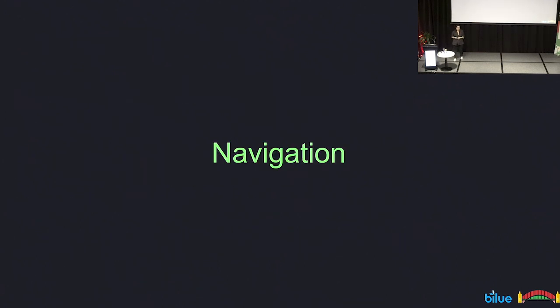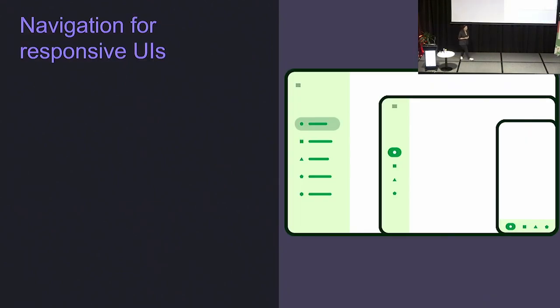What about navigation? Different device postures need different navigation. So we want to navigate for responsive UIs. So we've got to think about the ergonomics of the device. Should the buttons be down the bottom? Should they be on the side? Should they be larger or smaller?